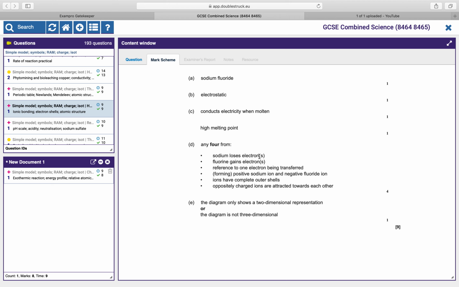So state what loses the electrons, what gains the electrons, how many electrons are being transferred, and use the word transfer. What ions are formed after? So you need to say this forms a positive ion, this forms a negative ion. I mentioned both of them because this full sentence gets 1 mark. You can't just say this forms a positive ion. You have to mention the whole thing.